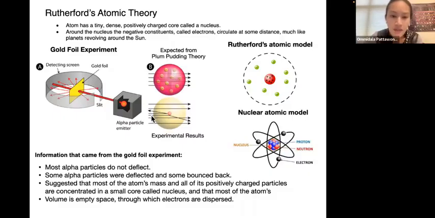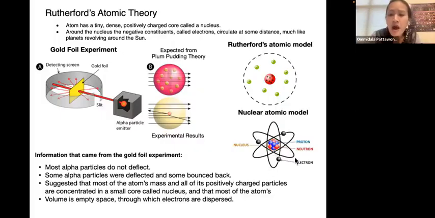However, what he discovered from the experiment is that most alpha particles did not deflect, they went through. However, there are some that bounced back or deflected, and the result suggests that most of the atom's mass and all of its positively charged particles are concentrated in a small core called the nucleus. And most of the atom's volume is empty space through which electrons are dispersed. So he proposed an atomic model that looked like this. This model soon became the nuclear atomic model after Chadwick discovered the neutron within the nucleus.